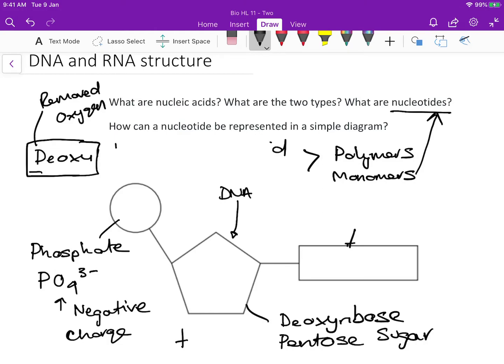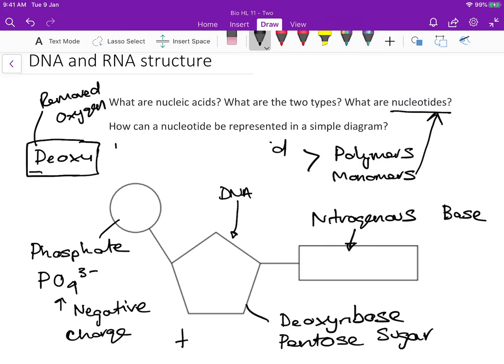Over here, this rectangle then, this is the bit that represents the nitrogenous base, because it contains nitrogen. It's got nitrogen in there, and we'll see that. So we need nitrogen in the diet to make DNA and RNA, and also to make protein.